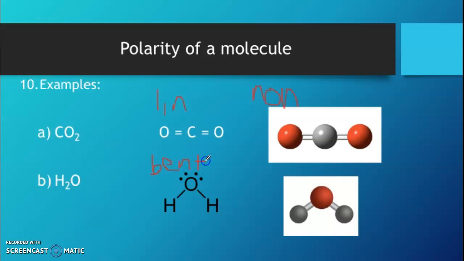Bent is one of the two shapes that is always going to be asymmetrical, so it is always going to be polar. So P-O-L.